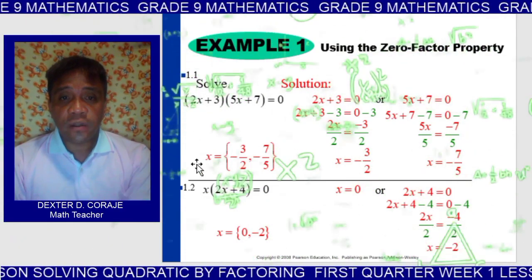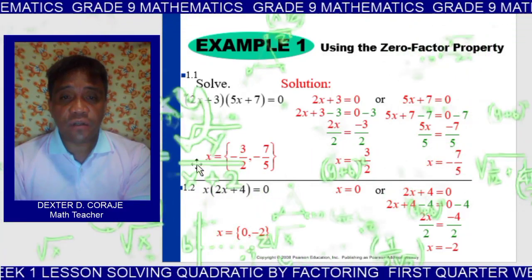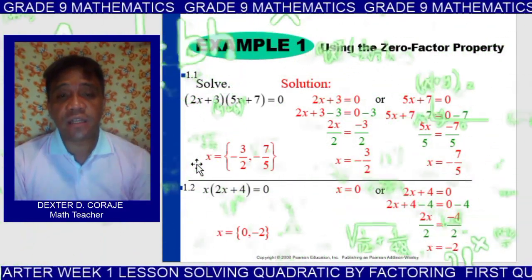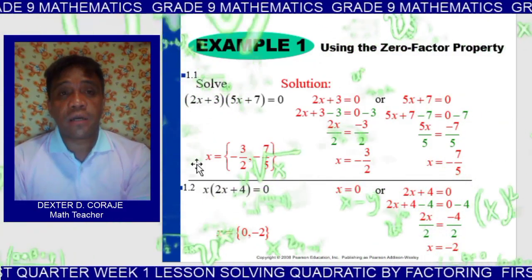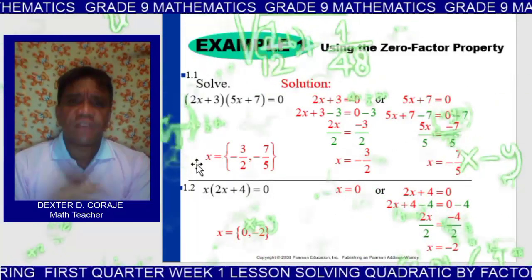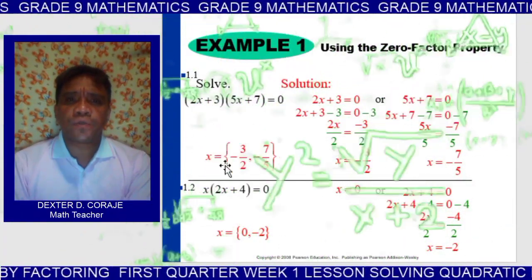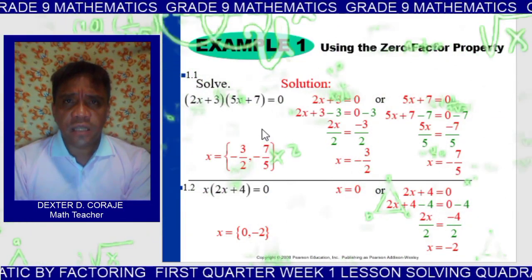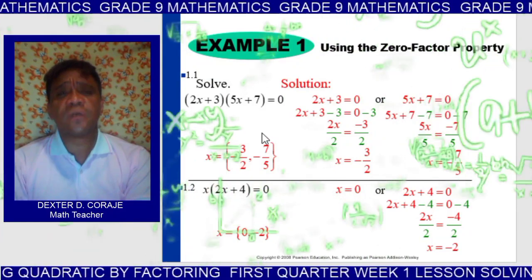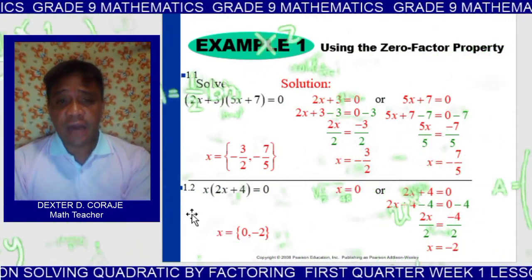So we now claim that the value of x is equal to the set negative 3 over 2, negative 7 over 5. Why is it written in set builder form? Because there are so many ways to write this. One of them is through roster or through set builder form. It's still the same, it is also correct. No worry about it.